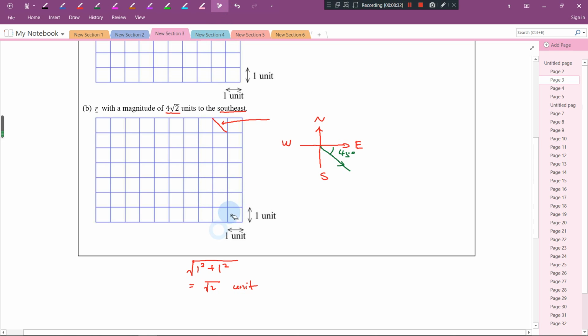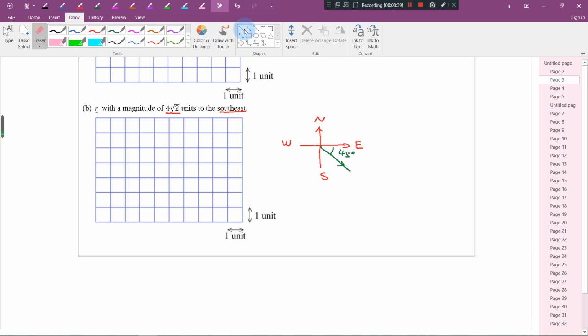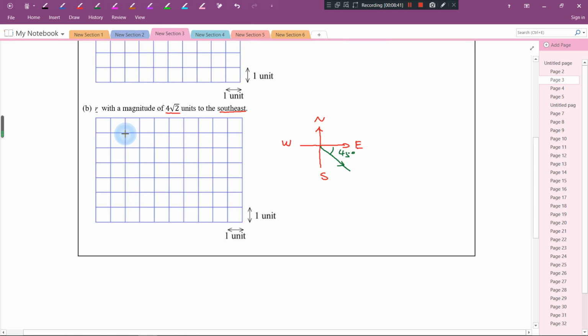Okay, so now let me draw this vector first. How about I use this one? Straight line, draw easier. So how about we start from here? So I need 4. Oh, this is a little bit hard. Okay, hold on, let me pause the video first. Okay, here we go. Now this is R, right?